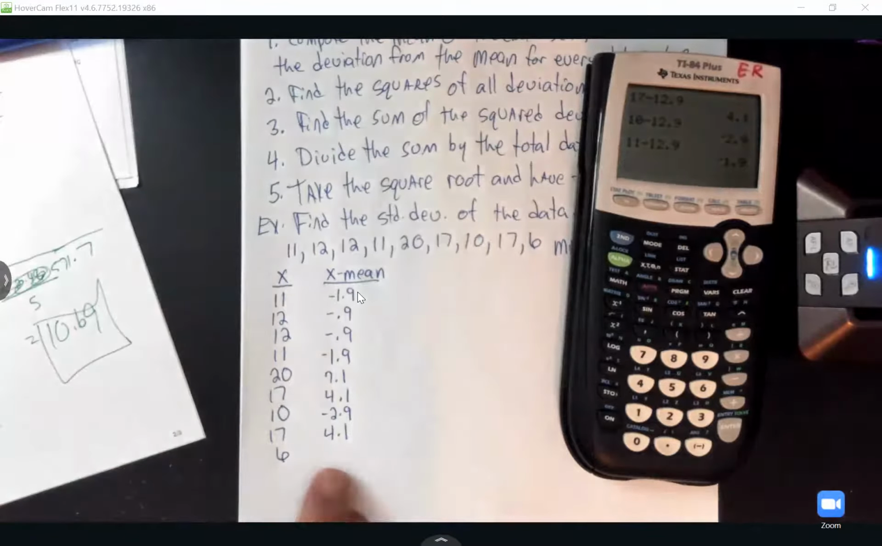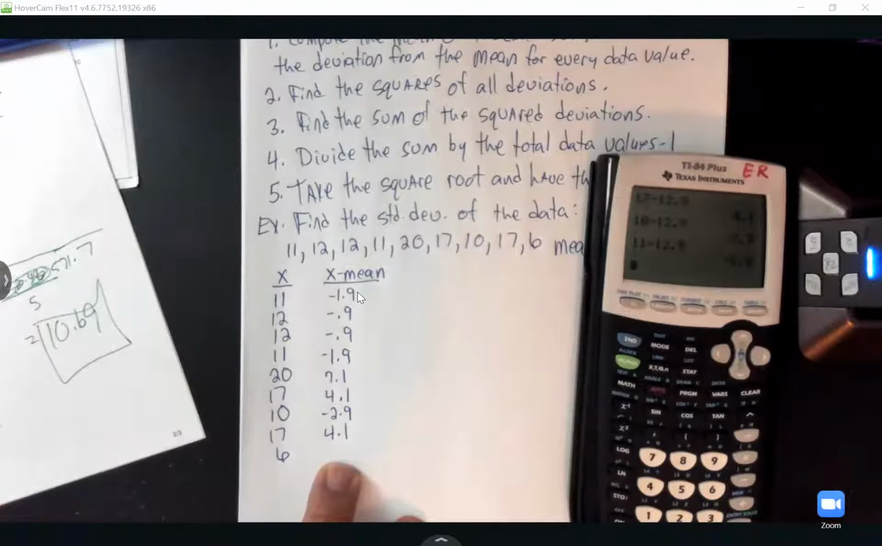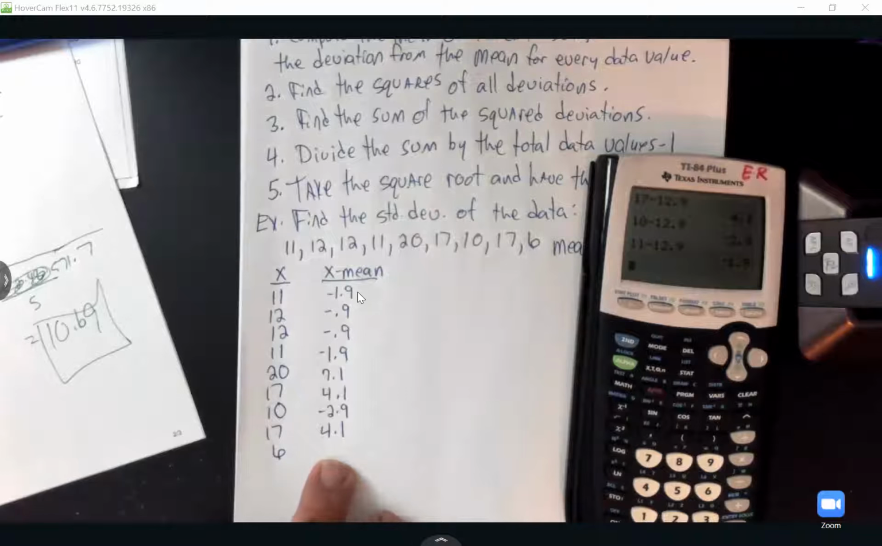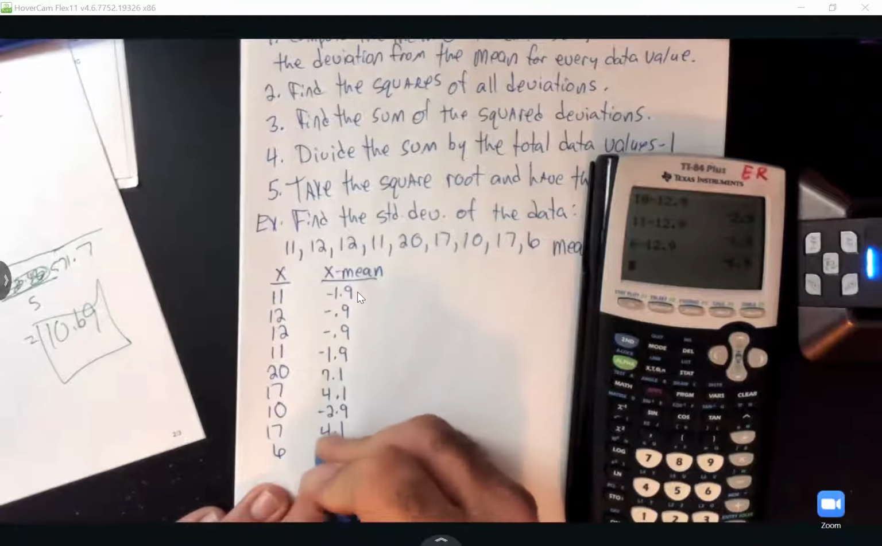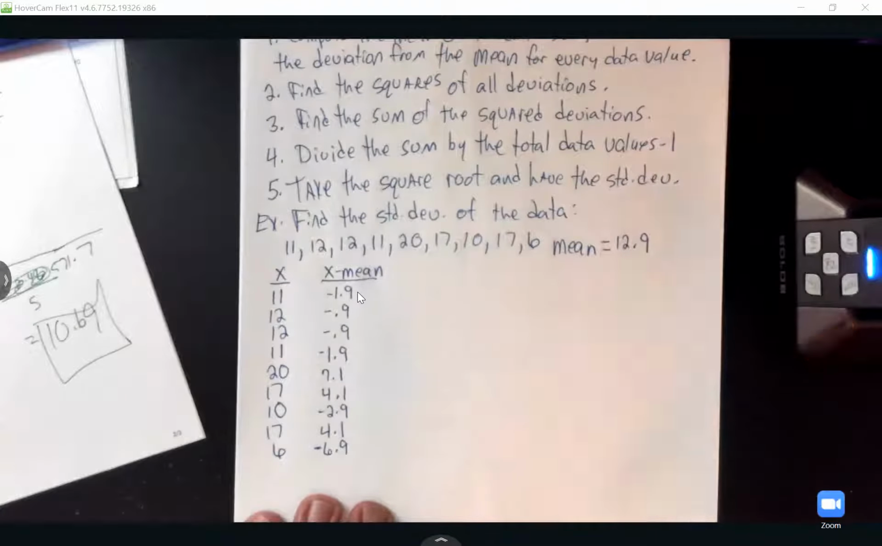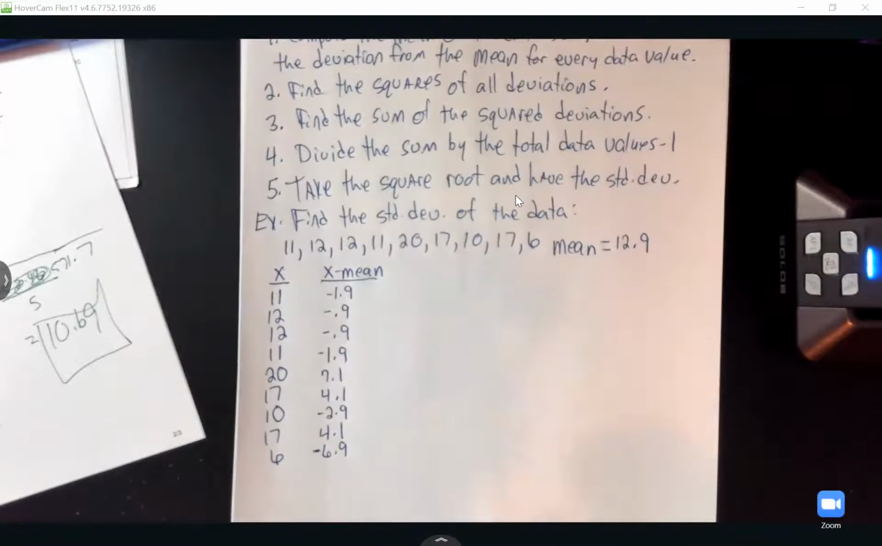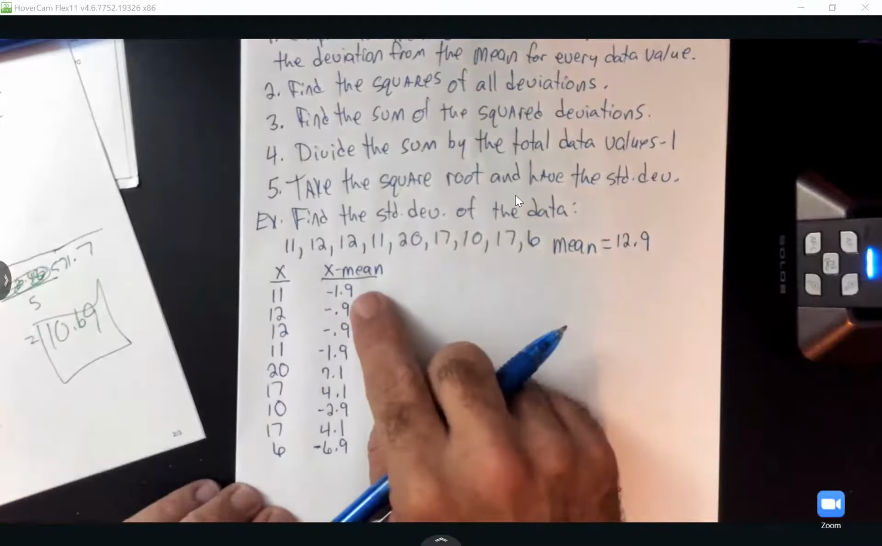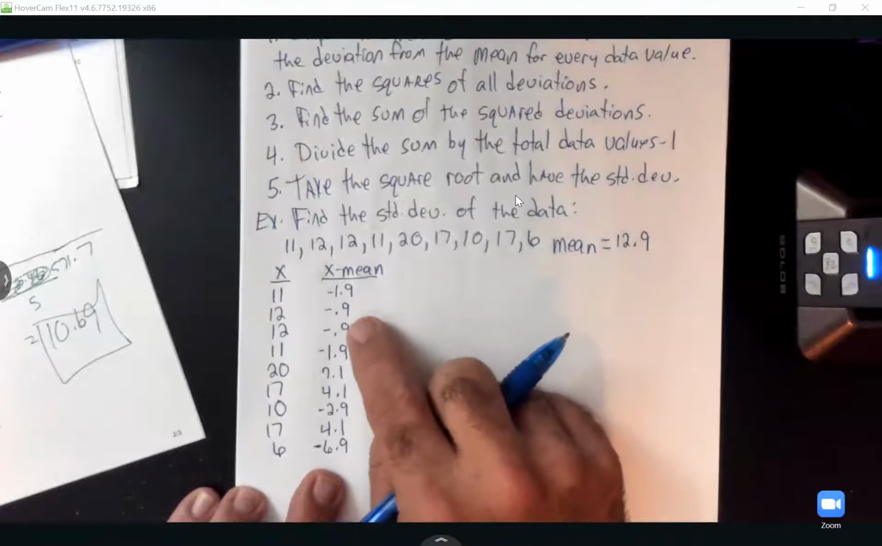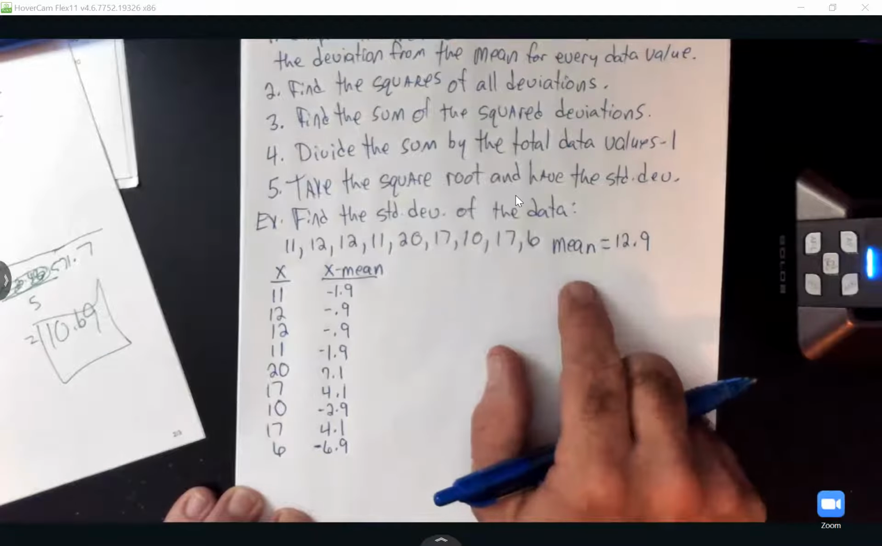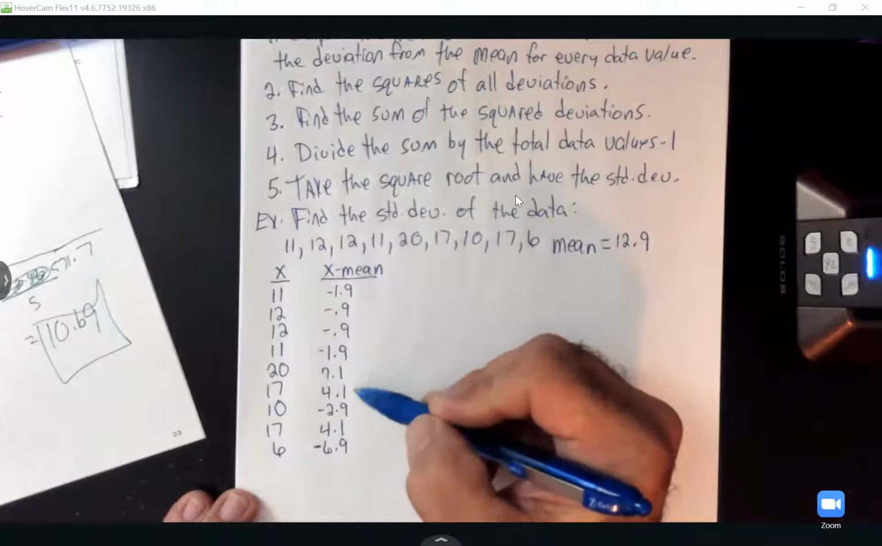So the last one, what are you going to do on that one? What's going to be here for when I put my 6 in? 6 minus 12.9. So that gave us a negative 6.9 right there. So y'all let me explain what these mean. If they're negative, that means that the actual data point was that far below my mean. If they're positive, then that's how far the data points were above my mean. So this one was negative 1.9 units from the 12.9. This one was only 0.9 units away from 12.9, but it was still smaller.